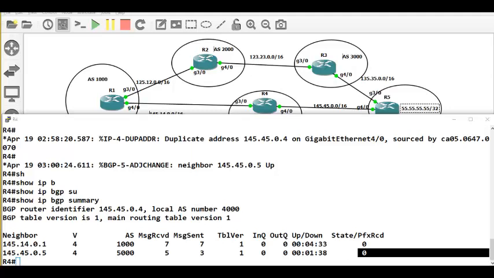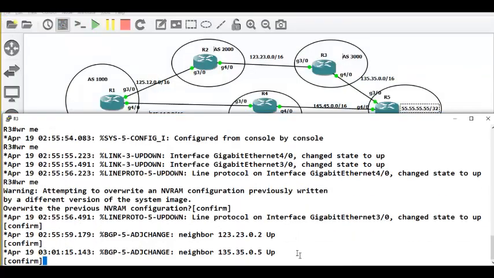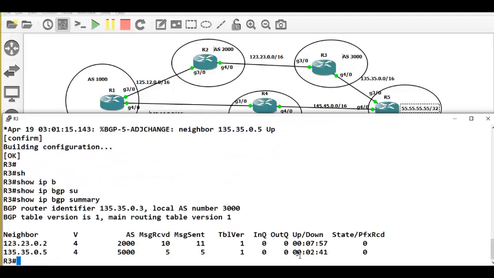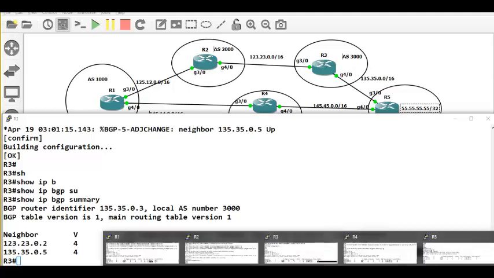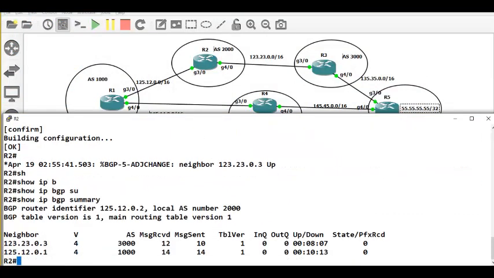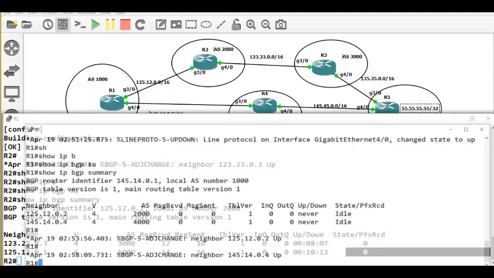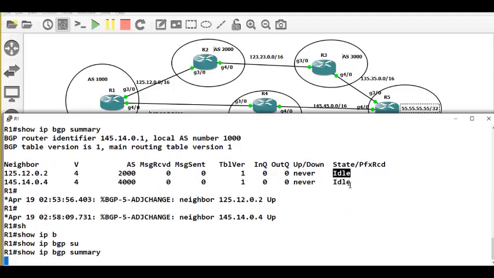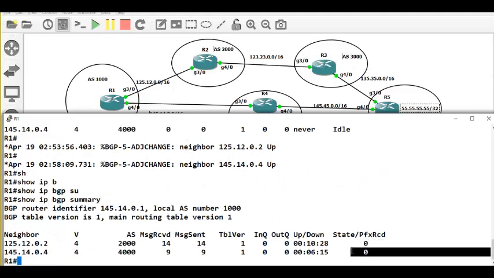Okay, let's check it in R3. Show IP BGP summary. Here also you can see the neighbor is up, but no network learned from the neighbor. Router 2, show IP BGP summary. Same, neighbor is established, no prefix learned. Router 1, show IP BGP summary. Earlier you were seeing idle state, but now it's established, but nothing learned so far.